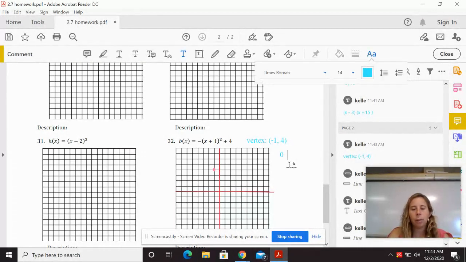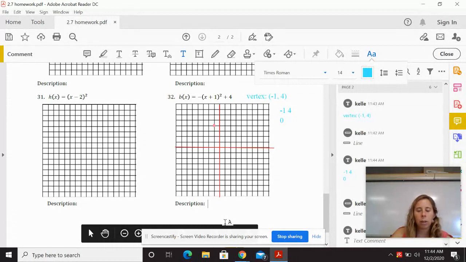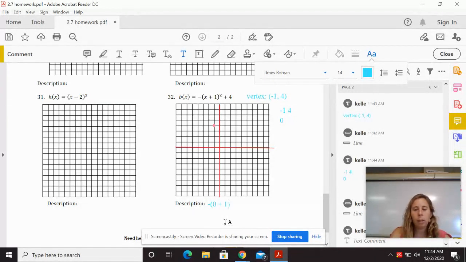What about when x is 0? What would y be? I know that when it's -1, it's 4. When it's 0, you can just substitute 0 into your equation, which I will do down here so I have more room. Okay, so I have negative, substitute 0 in, 0 plus 1, quantity squared, plus 4.